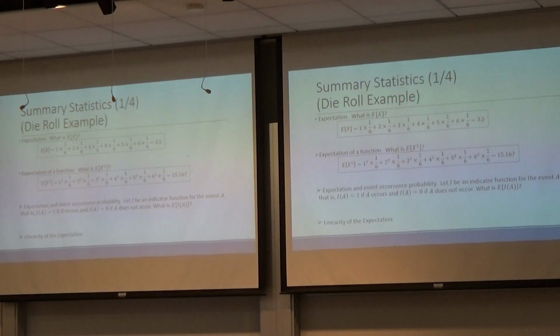And I'm going to do this in the context of a die roll because I think, like I said, it's kind of simple. We all know you toss a die, it comes up 1, 2, 3, 4, 5, 6. It's got probability 1/6 of each of these numbers. So I'll do the calculations with that, just as illustration.